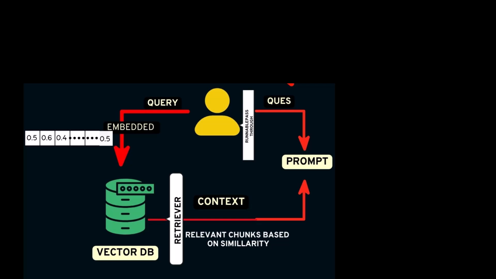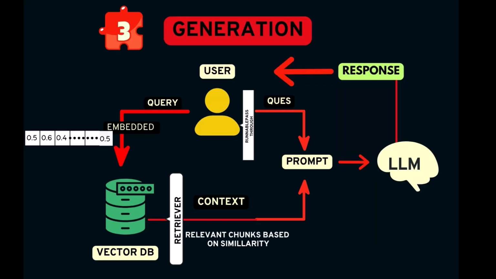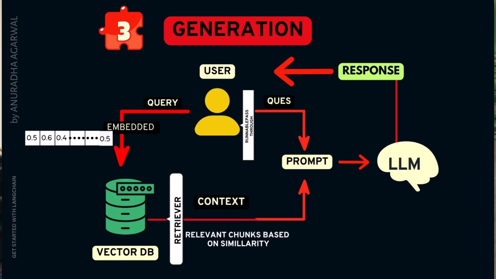Now both the question and the retrieved context are combined inside a prompt template, something we have already covered earlier. This prompt, question plus context, is sent to the LLM, which then generates the answer. And finally, the output from the model is parsed using an output parser, converting the response into a readable format, let's say string.